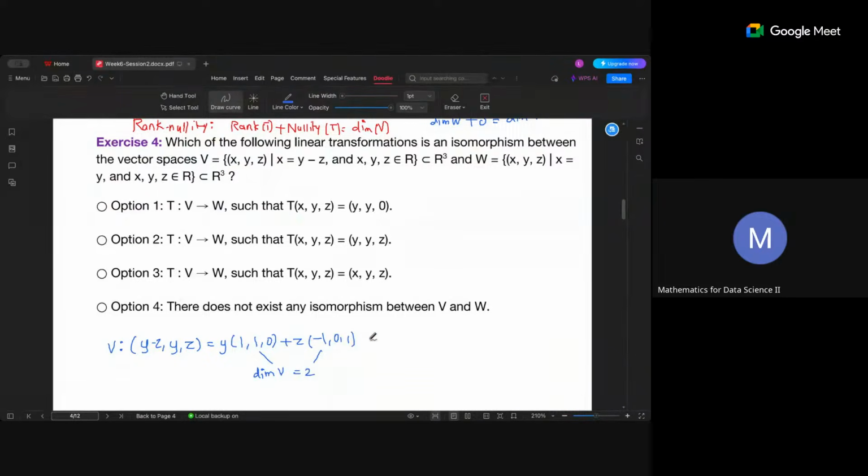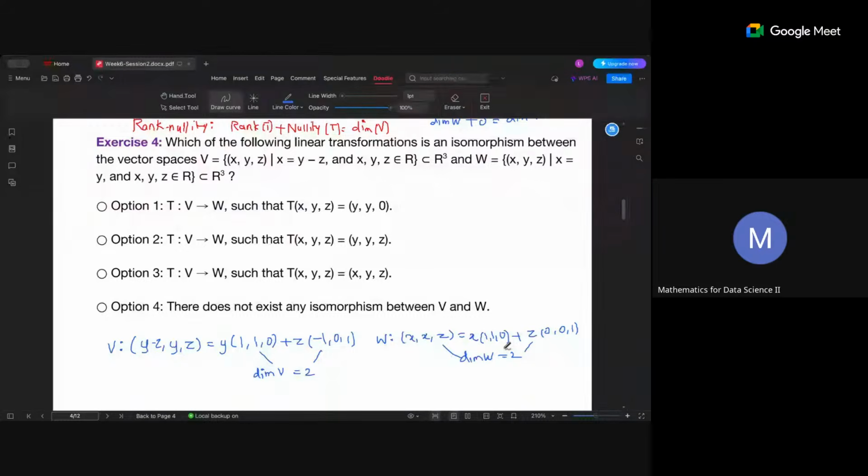Okay. Similarly, can you now say for W? And the dimension is 2 for W. So you have again x, x, and z. So again, the dimension is 2 for W as well. Very good. So what can you say about option 4? Wrong. Why is it wrong?